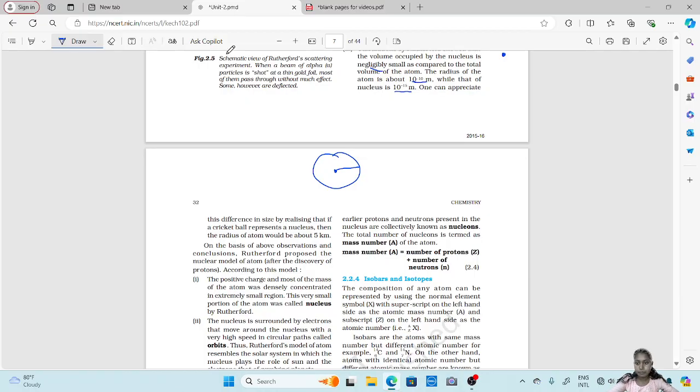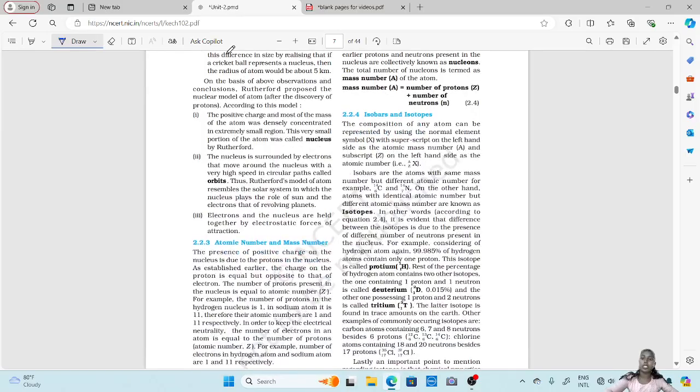So on the basis of the above observations and conclusions, Rutherford proposed the nuclear model of the atom after the discovery of protons. The positive charge and most of the mass of the atom were densely concentrated in an extremely small region. This small portion of the atom is called the nucleus by Rutherford.